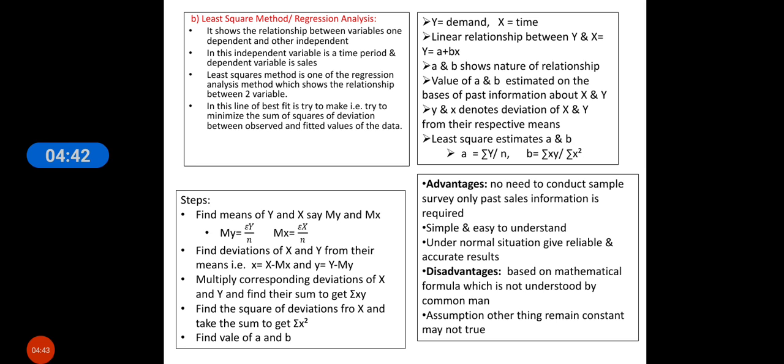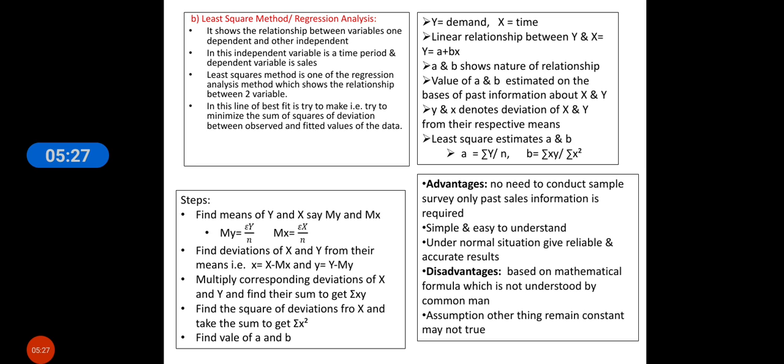लीस्ट स्क्वायर मेथड इज वन ऑफ द रिग्रेशन एनालिसिस मेथड which shows the relationship between these two variables. In this a line of best fit is made that tries to minimize the sum of square of deviation between observed and fitted value of the data. In easy language, we can say the least square method or regression analysis we can use to find out what is the demand and how the demand is regressed towards the time. ठीक है, क्या रिलेशन है डिमांड और टाइम का, और उसके हेल्प से आप आइडेंटिफाई करते हैं कि आगे हमारी डिमांड क्या हो सकती है. क्लियर.